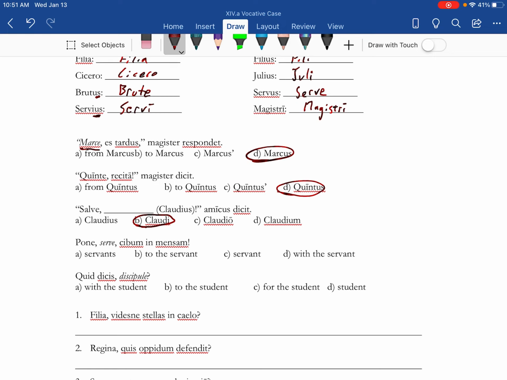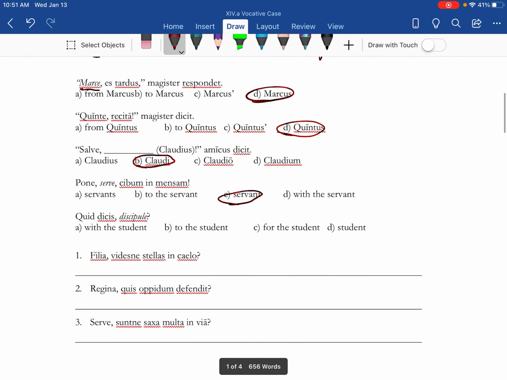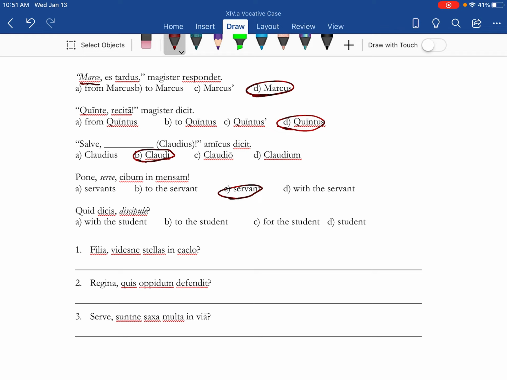In the next one, Serve, a title sectioned off by commas. If you don't recognize that as an E, hopefully the commas will give it away. US is singular, US to E, servant. And then the last one, discipule, again, US to E, singular, student.